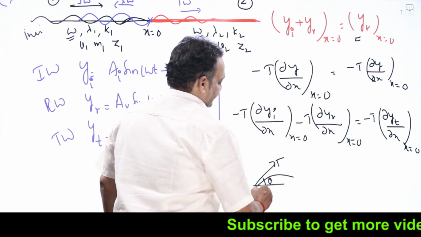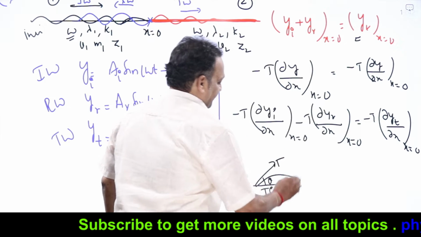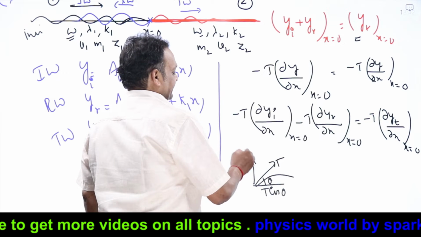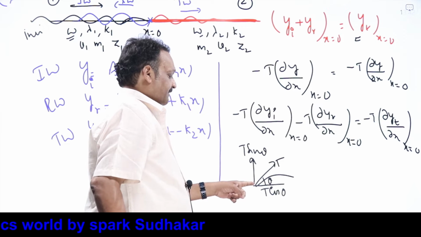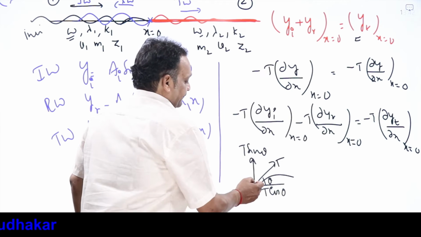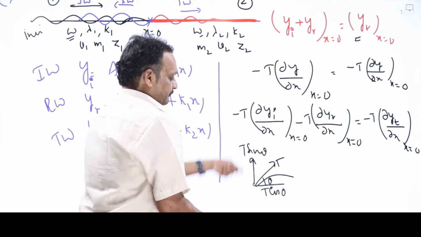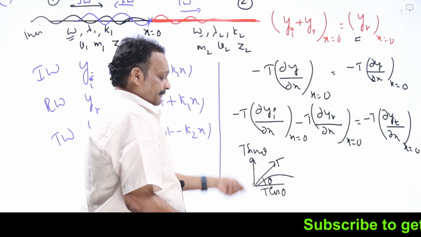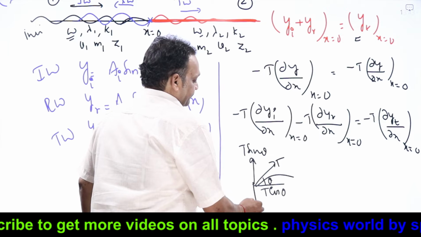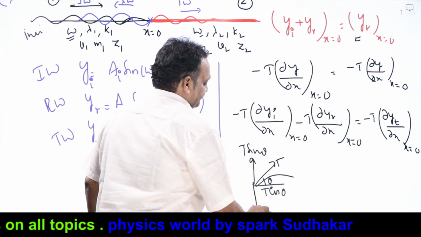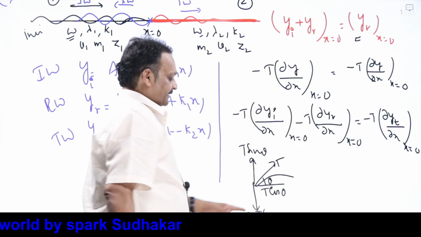This becomes T cos theta, the horizontal component. This becomes T sin theta. The transverse component of the tension in the string is T sin theta. When I am applying some force in order to create a transverse wave, F like this, that should be equal to minus T sin theta, for continuity's sake.